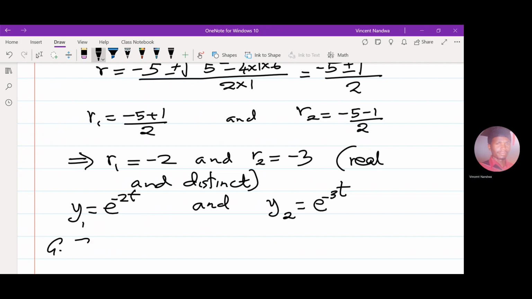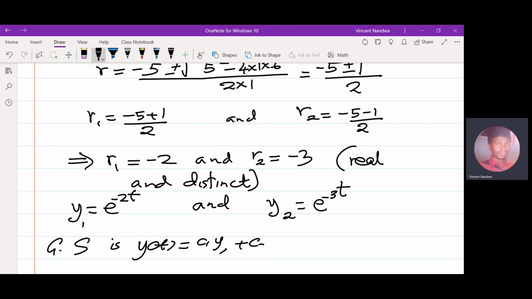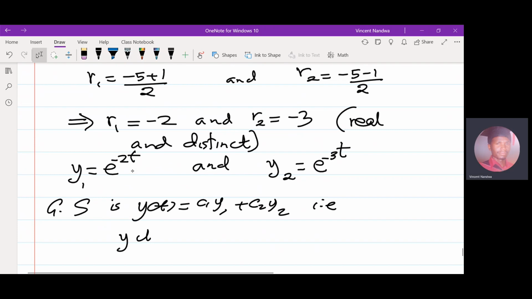So the general solution is given by y of t equals c1 y1 plus c2 y2, which will be y of t equals c1 e raised power minus 2t plus c2 e raised power minus 3t. Someone who calls the root negative 3 their r1 will have c1 e raised power minus 3t plus c2 e raised power minus 2t. There's nothing special with the ordering, provided you take care of all of them.